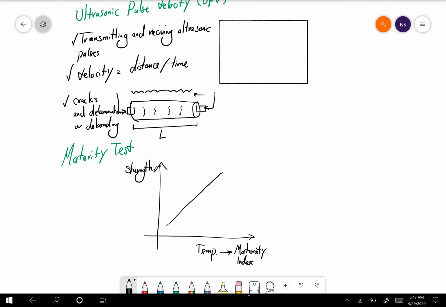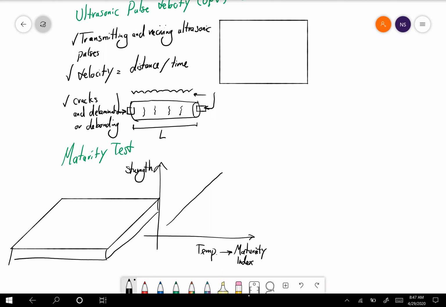So what they do is, for example, if you have a big slab that is already placed, you just embed some temperature sensors here. And by reading the internal temperature of the slab, you should be able to estimate the strength, and you should be able to see if the concrete is reaching the required strengths that you already designed for.